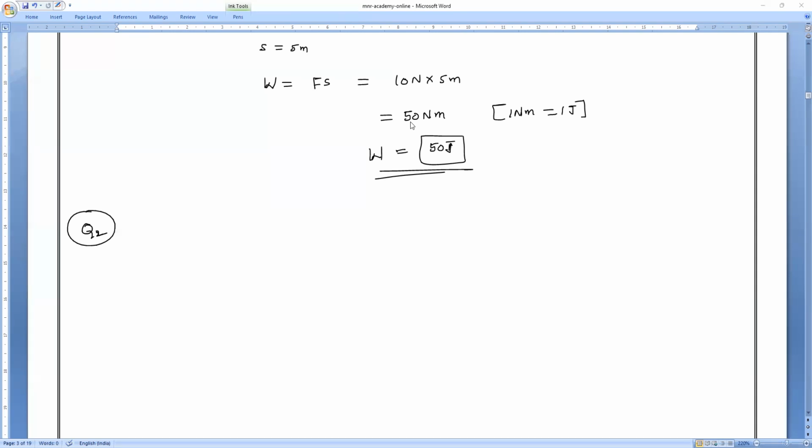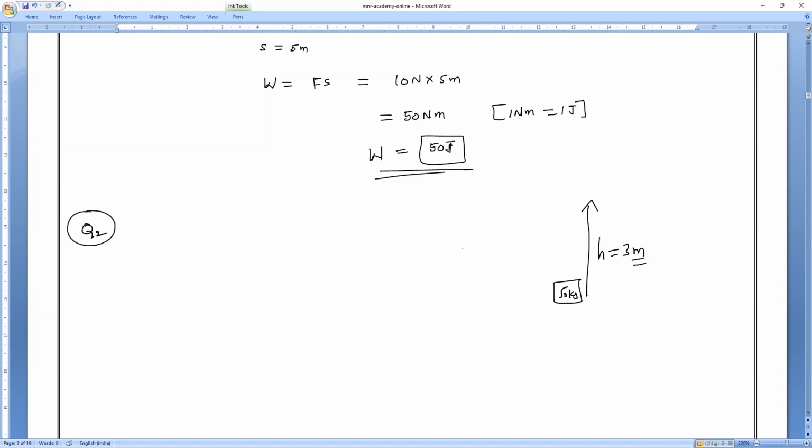Right, second question. Calculate the amount of work done in lifting a heavy load of 50 kg to a height of 3 meters.